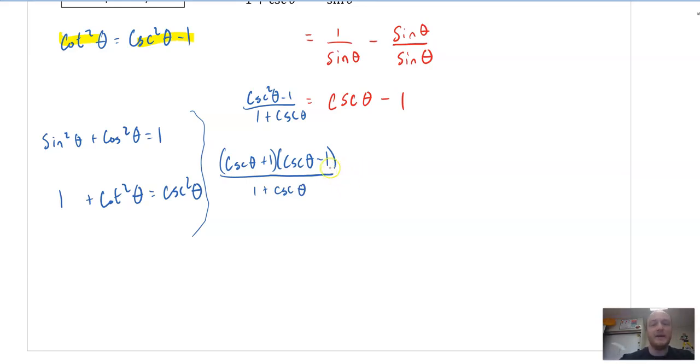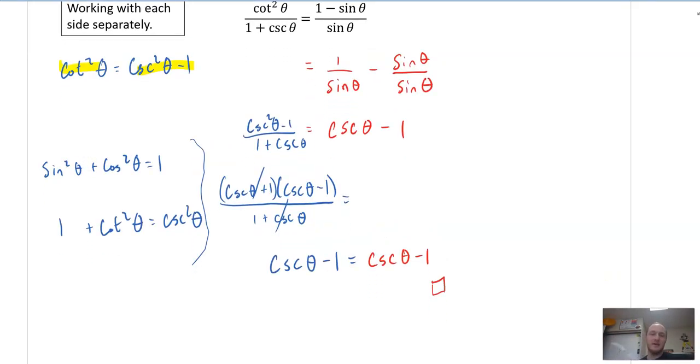Okay, and just note, right, that aren't these the same thing? Okay, so those cancel, and I have cosecant theta minus 1 is equal to, hey, and what do we have on our right side? We had cosecant theta minus 1. And guess what? We're done. So you can do that. You can work from both sides, believe it or not. That is valid, right? And I could easily go ahead and work backwards.